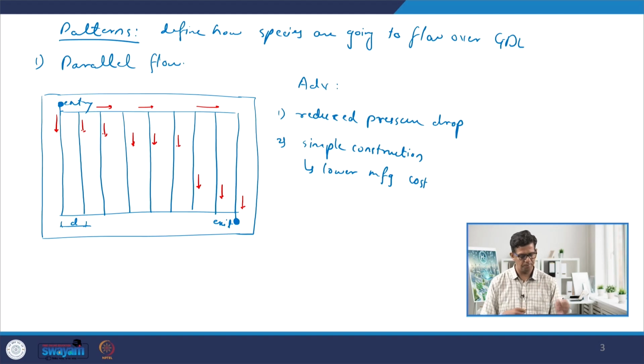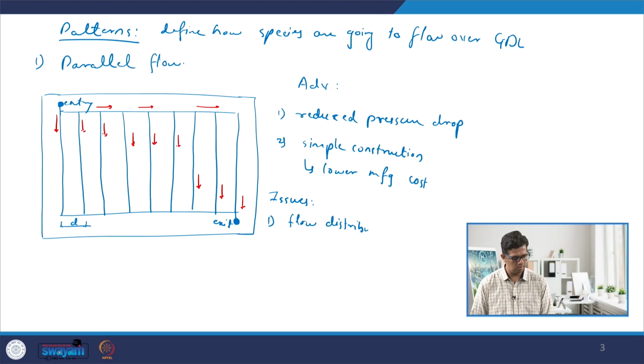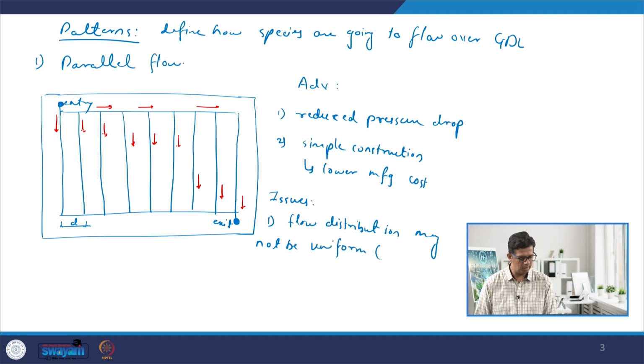What are the issues? The first one is that the flow distribution may not be uniform. This is particularly so when the width of the bipolar plate is more.